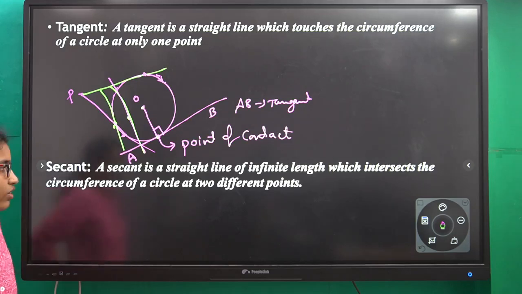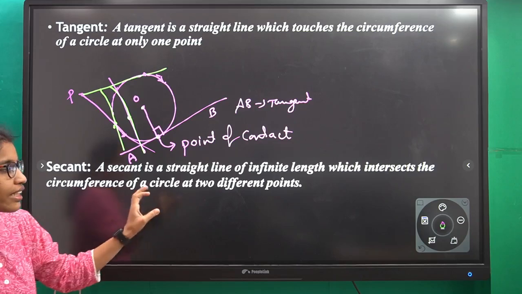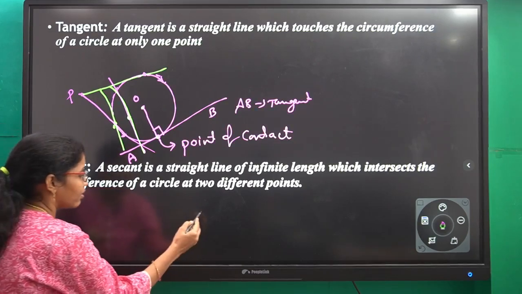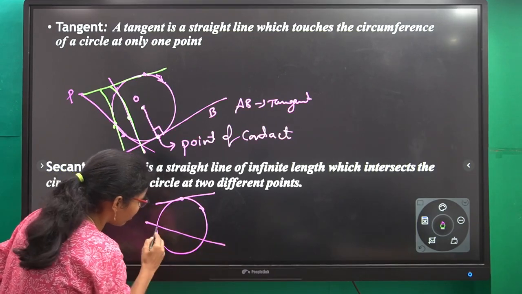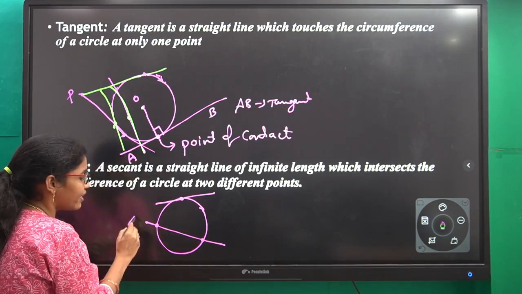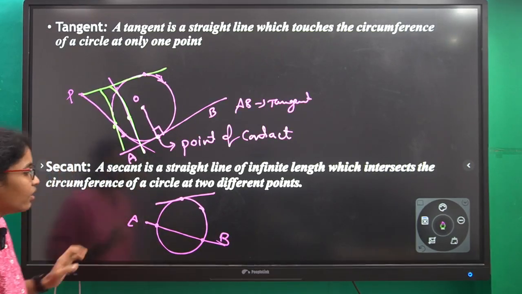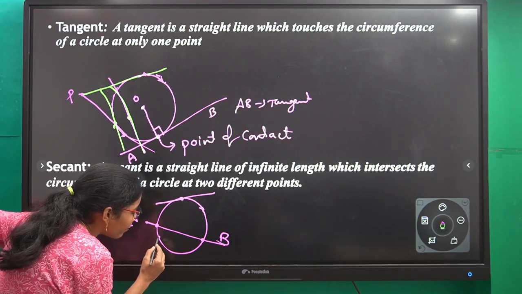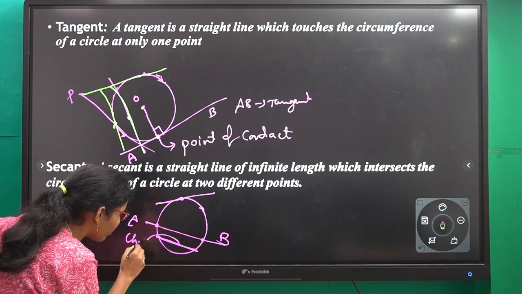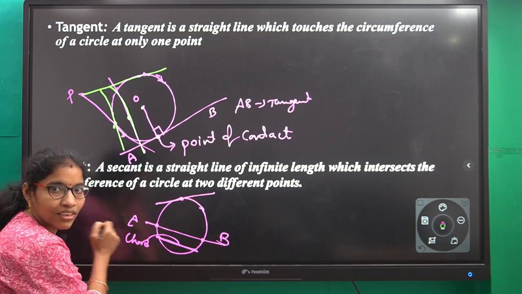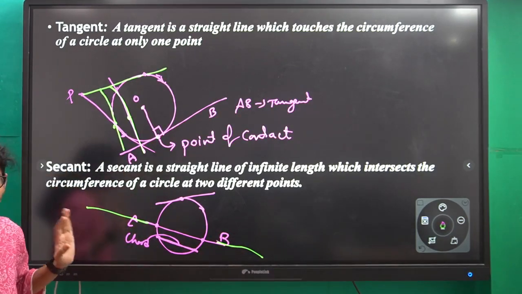What about a secant? This is a secant. A secant is a straight line of infinite length which intersects the circumference of the circle at 2 different points. If it touches at only one point, you call it a tangent, but if it touches at 2 points, you call it a secant. So AB is the secant. That means you can extend it on both sides. Clear?